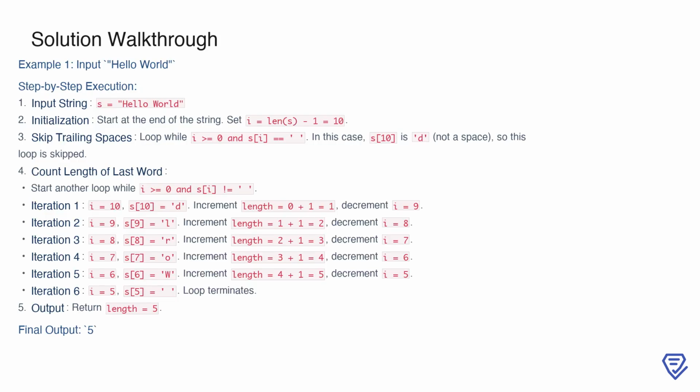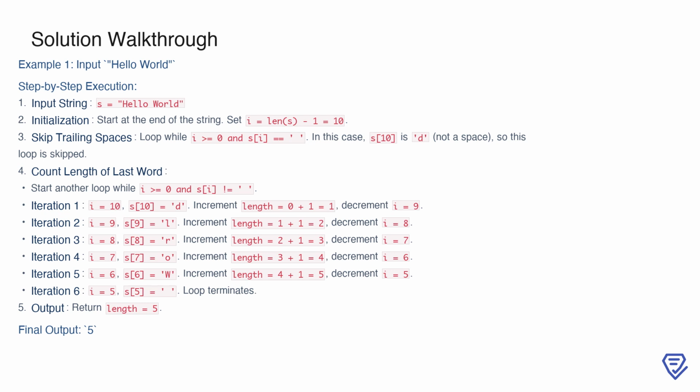To solve the problem of finding the length of the last word, we begin with the example input string "hello world". First, we initialize our pointer i to the index of the last character in the string, which is 10. Since there are no trailing spaces in this input, we skip the step of removing spaces at the end. Now, we proceed to count the length of the last word. Starting from the last character, we check if each character is not a space and increment our length counter for each valid character. At index 10, the character is d, so we increment the length to 1 and move backwards.